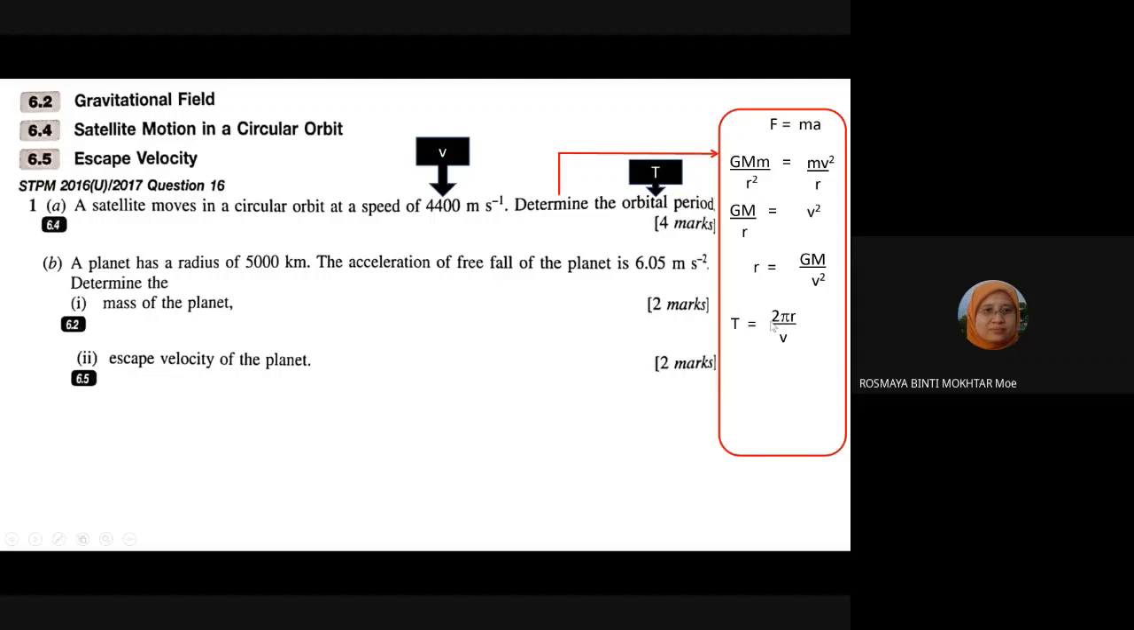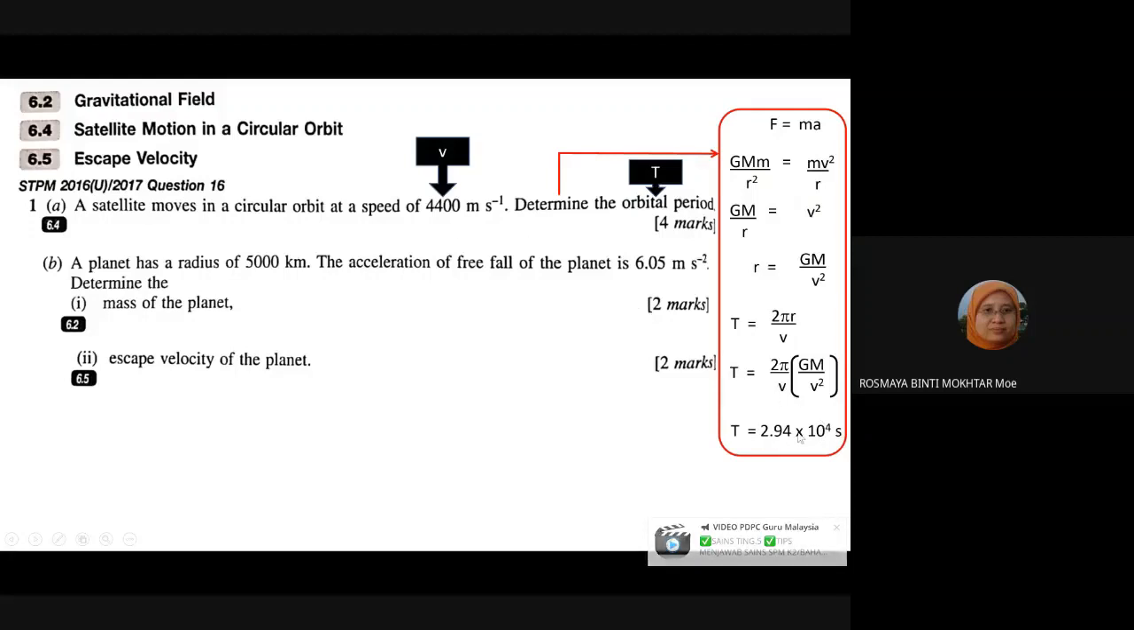So the time taken is equal to the period because 2 pi r is a complete circle. This is like speed equals to distance divided by time. So you use this one: period equals 2 pi r per v. Then substitute the r into here, GM per v squared. So you get 2.94 times 10 to the power of 4 seconds. So I didn't substitute 4,400 here.